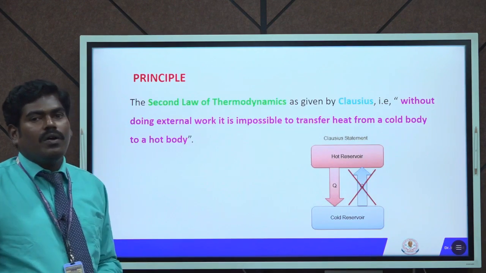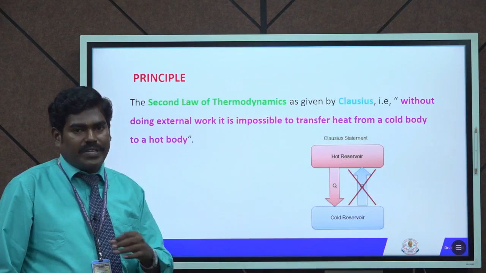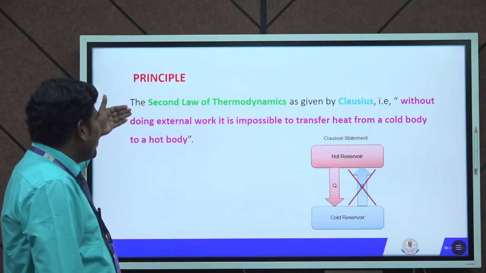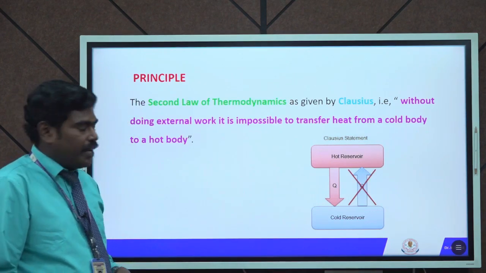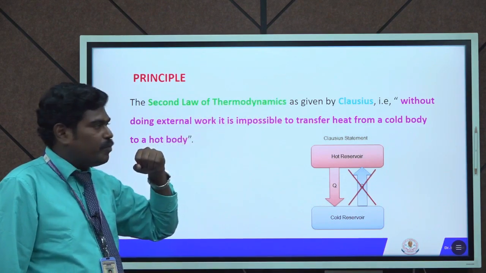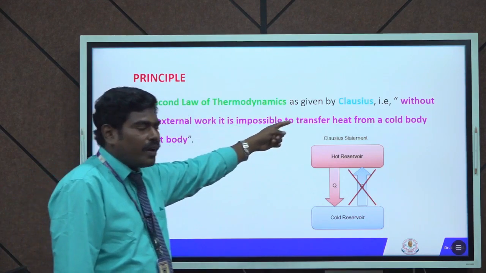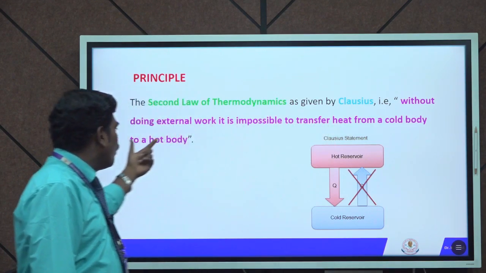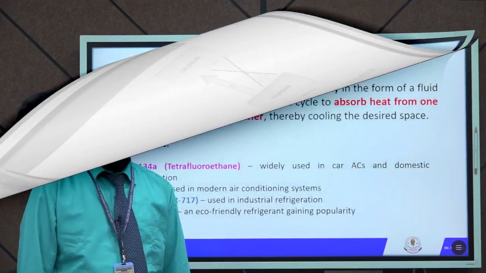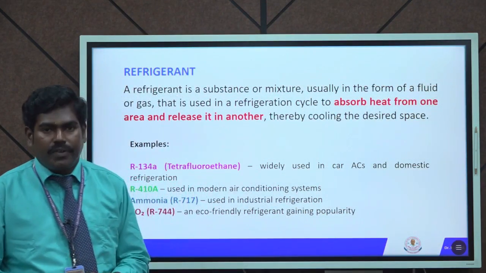In this video, we will focus on the domestic refrigerator, the vapor compression refrigerator. The basic principle of refrigeration is the second law of thermodynamics. According to the Clausius statement, without doing external work, it is impossible to transfer heat from a cold body to a hot body. Let's see the different components and working of a refrigerator.